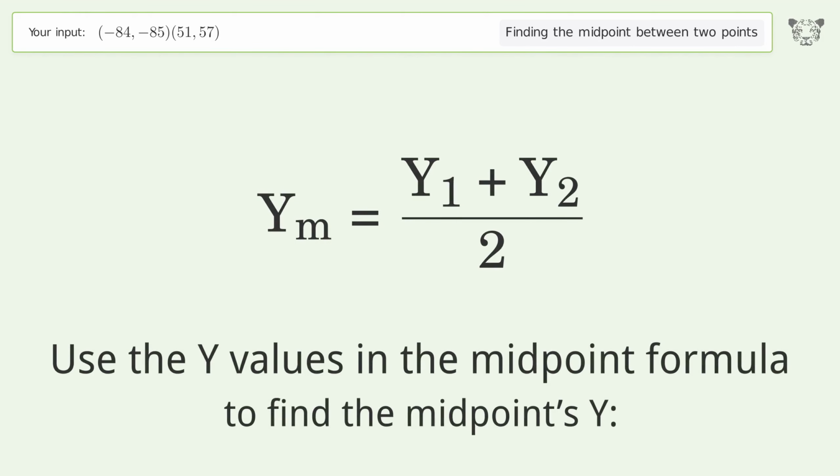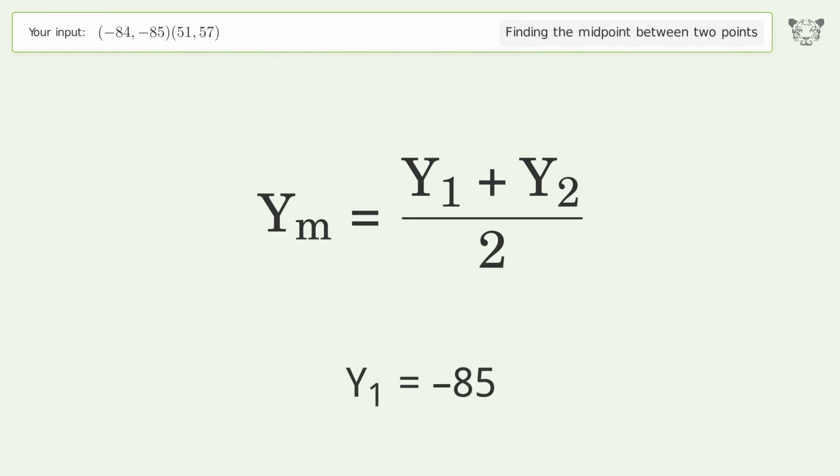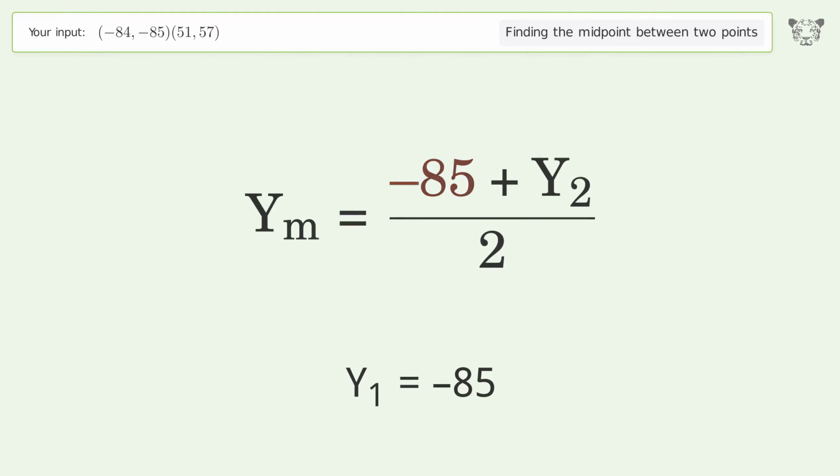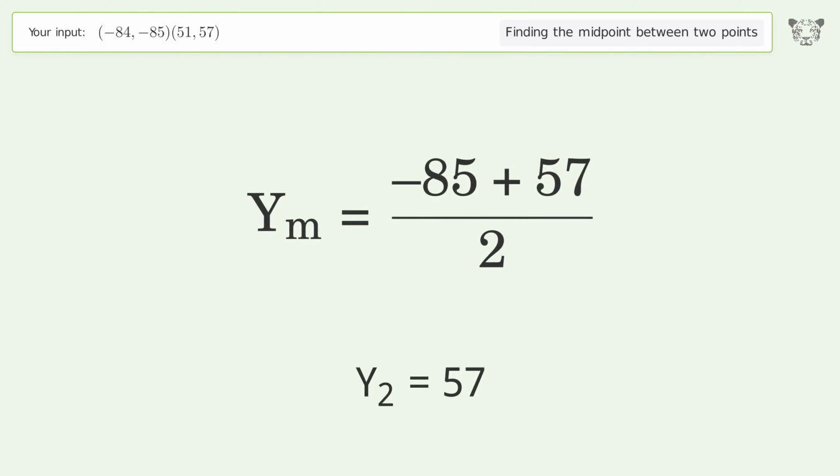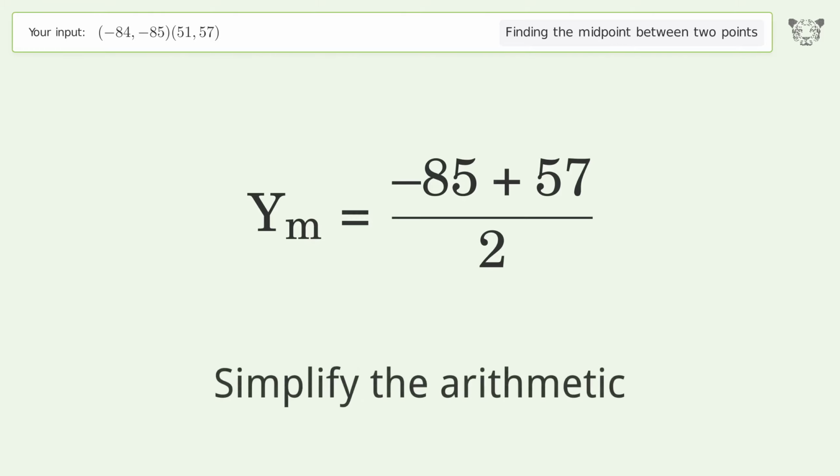Use the y values in the midpoint formula to find the midpoints y. y1 equals -85. y2 equals 57. Simplify the arithmetic.